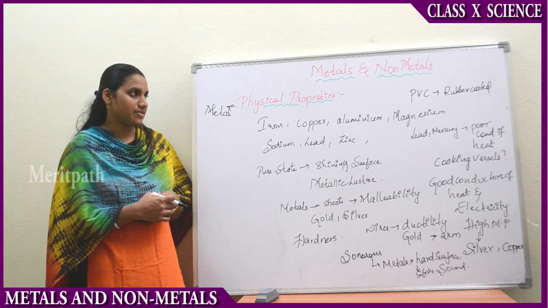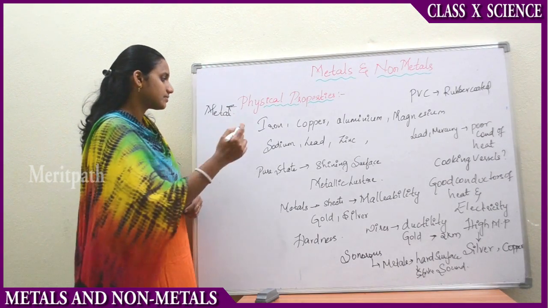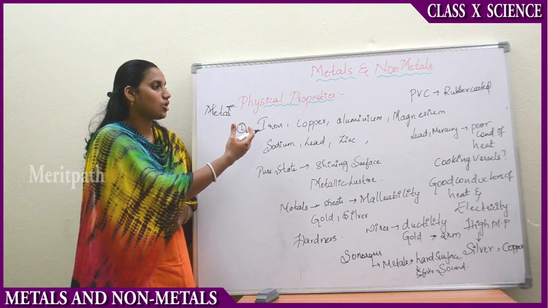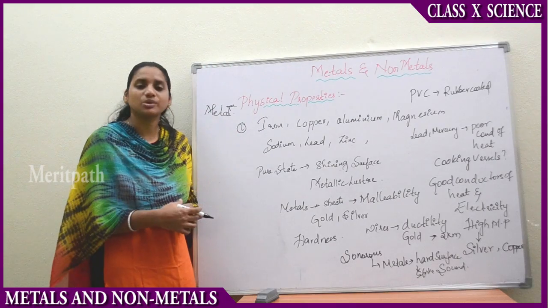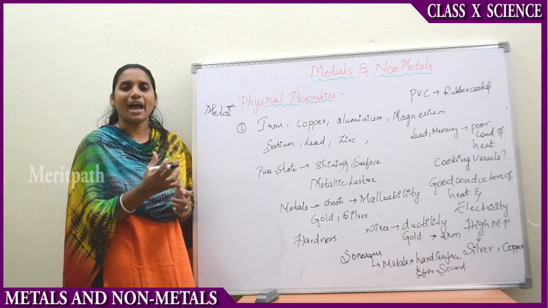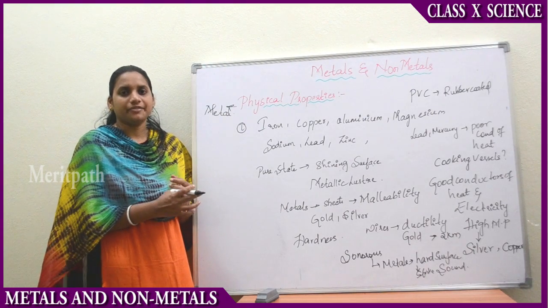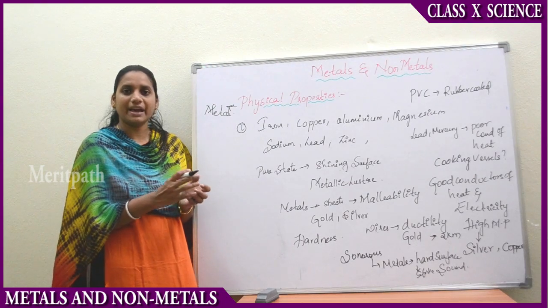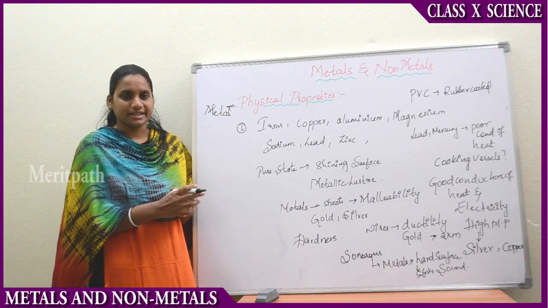Now let us discuss the first one. Let us take some elements such as iron, copper, aluminium, magnesium, sodium, lead, zinc and tin and any other elements. If you gather these elements and see their physical properties, you will be identifying them and arranging them into some categories, right?